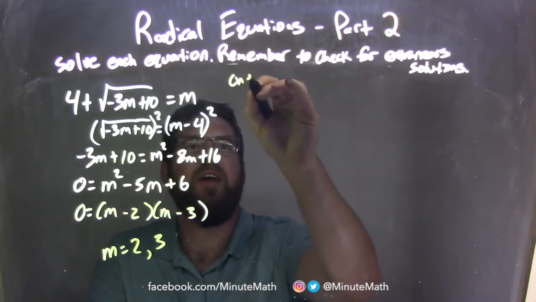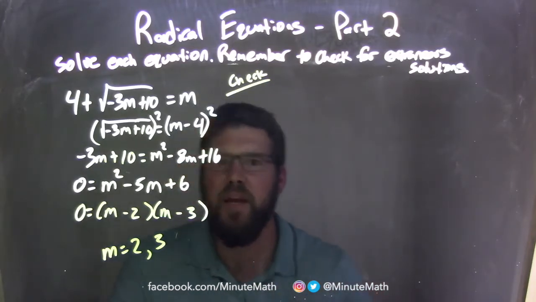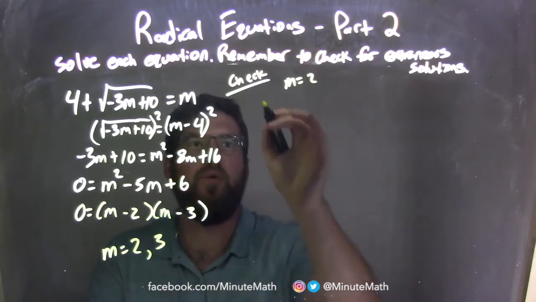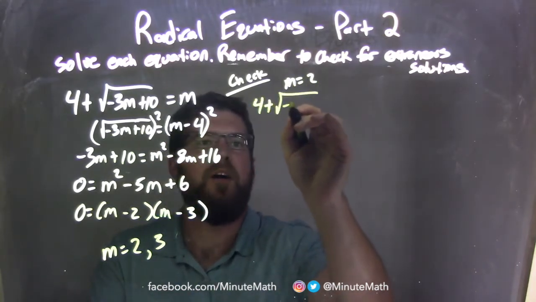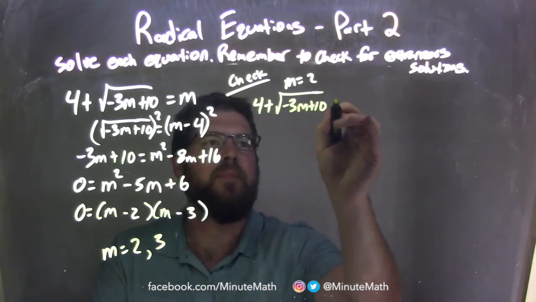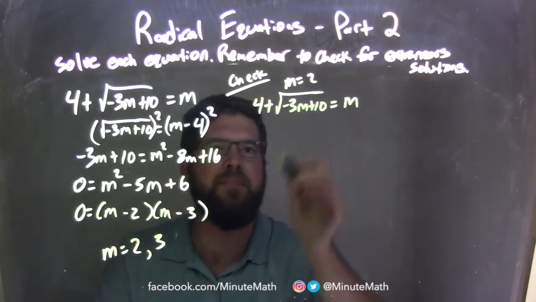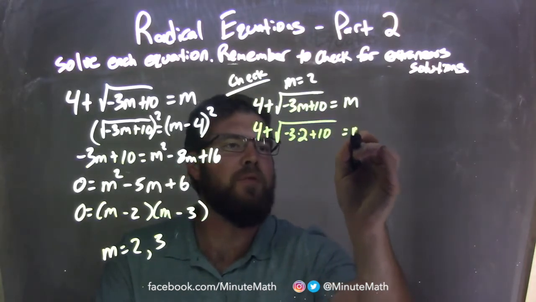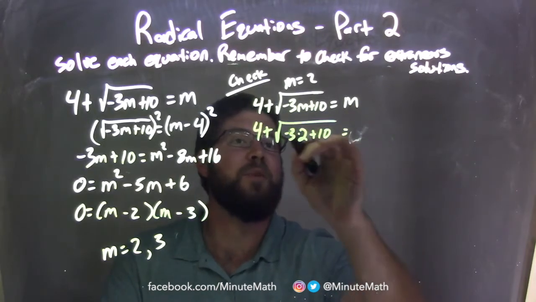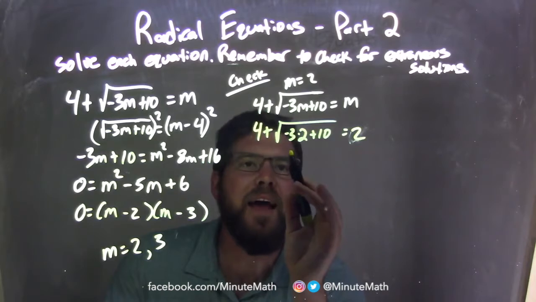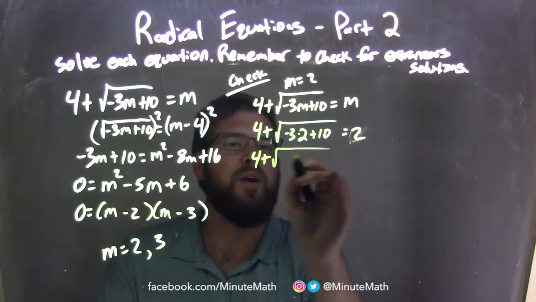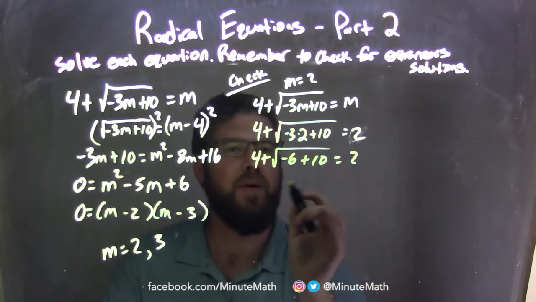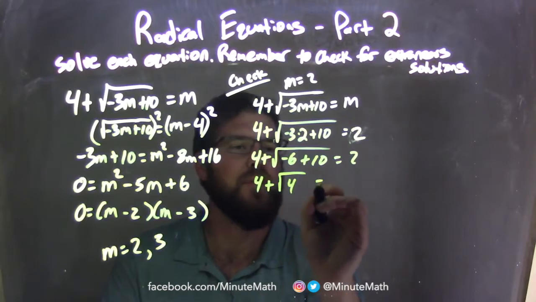So what we need to do is check that, to see if we have any extraneous solutions. I'm going to take m equals 2 first, and plug it back into my original equation: 4 plus the square root of negative 3m plus 10 equals m. I'm going to plug 2 in for both m's. Don't make that mistake. So we have 4 plus the square root of negative 3 times 2 plus 10 equals 2. Negative 3 times 2 is negative 6. We have 4 plus the square root of negative 6 plus 10 equals 2. Negative 6 plus 10 is positive 4, so we have 4 plus the square root of 4 equals 2.